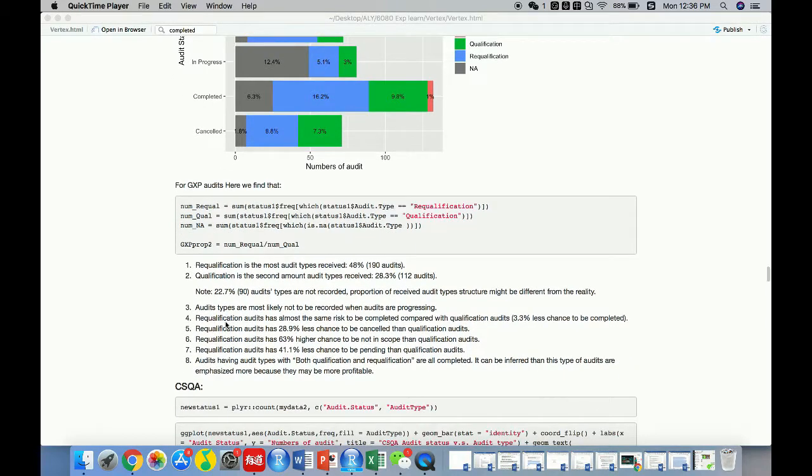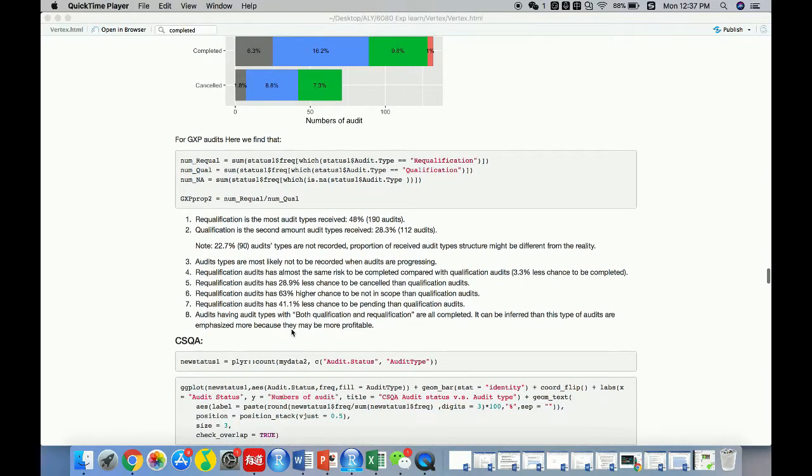Here we have that requalification audits have about the same rate of being completed as qualification audits. So for completion, they are about the same, but requalification audits have a higher chance to be not in scope, and less chance to be cancelled. So they are somehow the same, but as I mention again, if there are number-related values, we can directly say which type of audit is better.